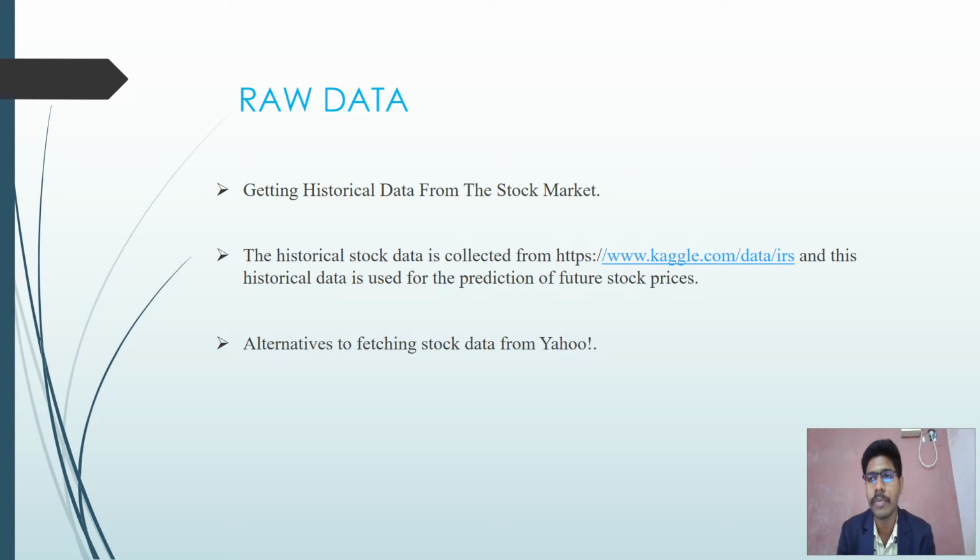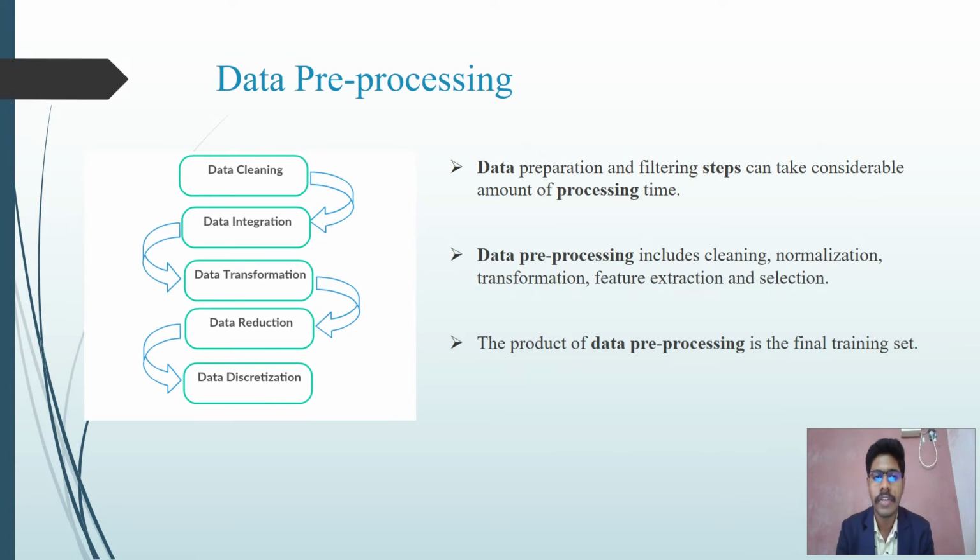Yahoo is one of the most popular websites where you can get the data. Each and every data is from here. We use Kaggle and Yahoo. Okay, we go to the project data pre-processing. Data pre-processing is the steps of filtering. You can clearly see here data cleaning, data integration, data transformation, data reduction, and data discretization. These are the five types of data pre-processing.